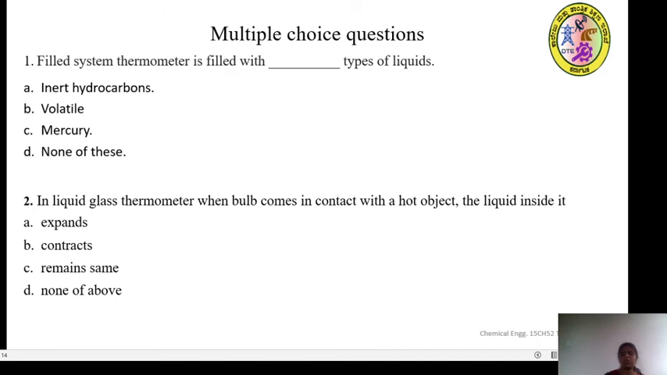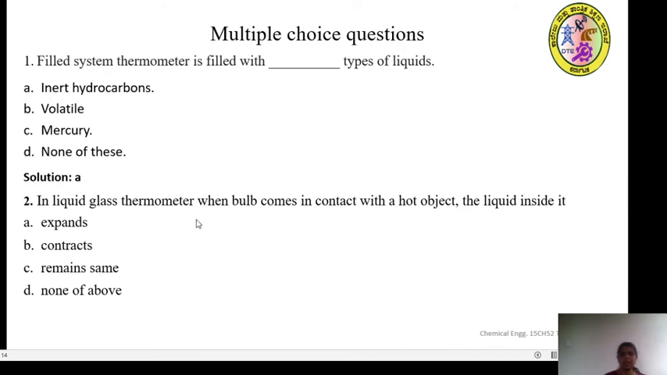So let us look into some multiple choice questions. Filled system thermometer is filled with dash type of liquids. Inert hydrocarbons, volatile, mercury, none of these. Recall. Solution is A, inert hydrocarbons. I have told you about the properties of the liquids, so with reference to that you can answer this question.